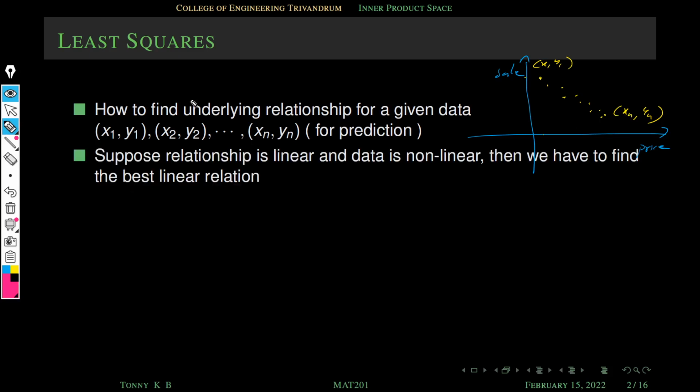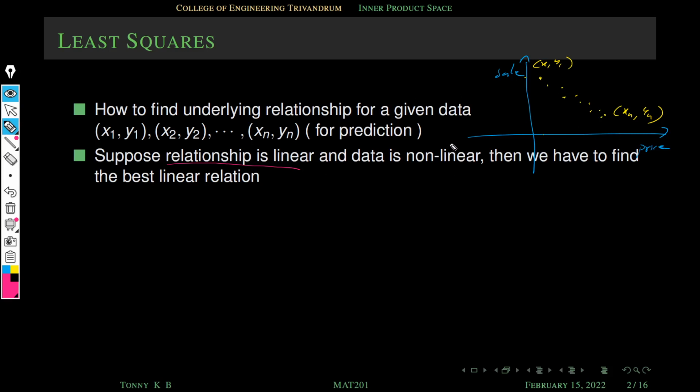Here we assume that the relationship is linear. That means actually all the points belong to a straight line. But due to errors in our collection of data, maybe the points are not on the straight line. Here it is clear that the points are not on a straight line, but almost close to a straight line. So that is our situation. We assume that the underlying relation is linear.